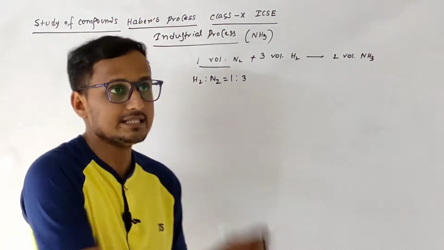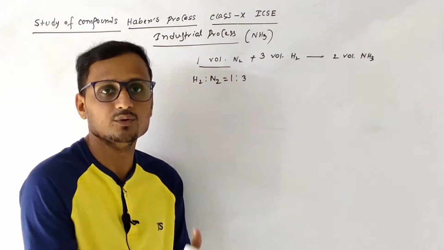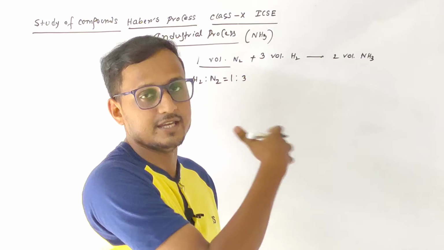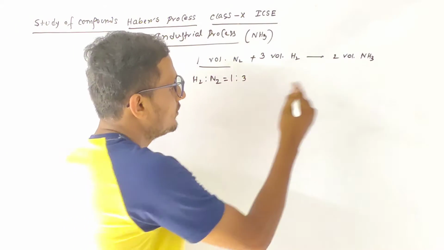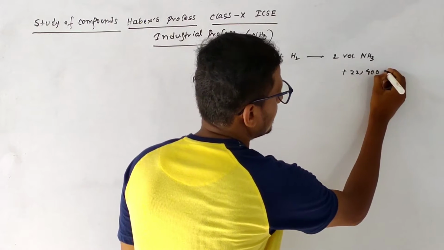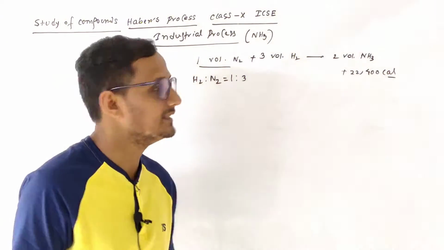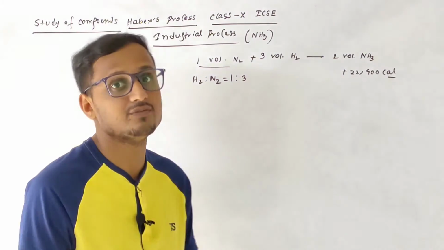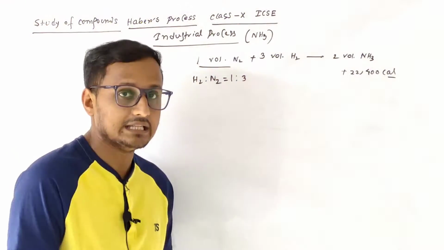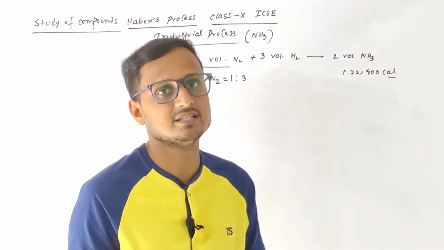Now this reaction is an exothermic reaction where we will get heat. Heat will be evolved from this reaction, around 22,400 calories will be evolved, and this reaction is exothermic, also a reversible reaction. And it proceeds with a decrease in volume.